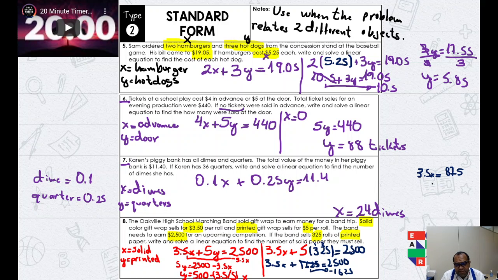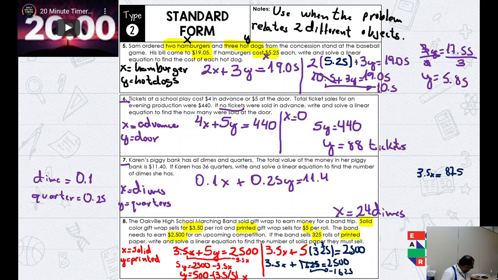875. Now you divide by 3.5. How many times 3.5 goes into 875? Great. Let me use my calculator here, guys. It's better.